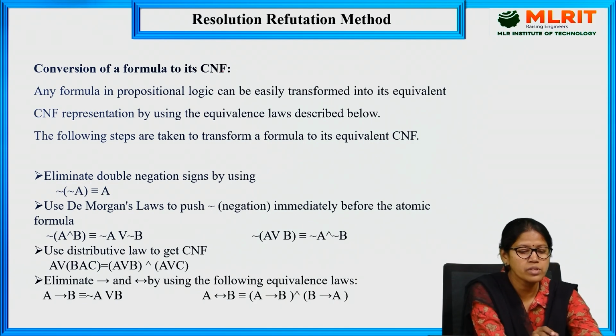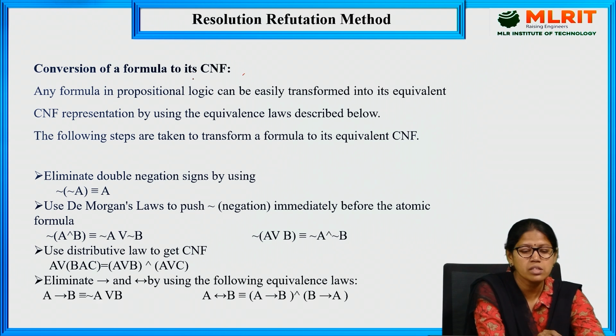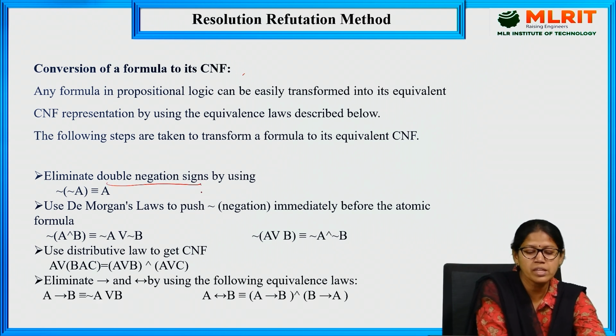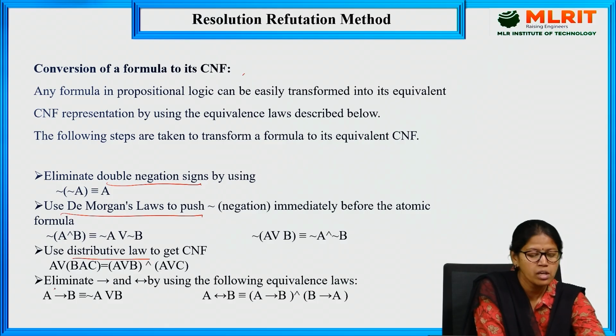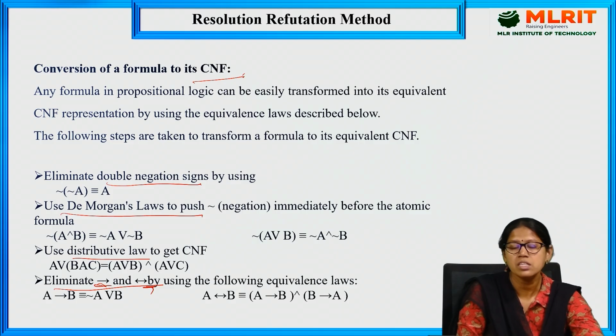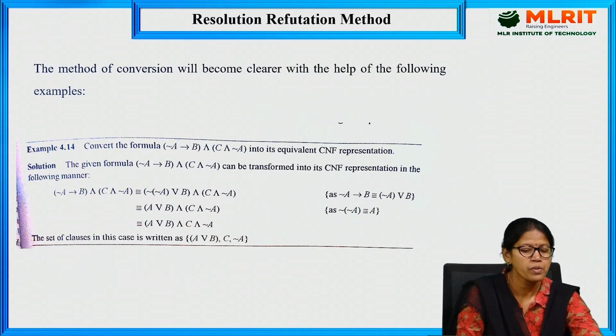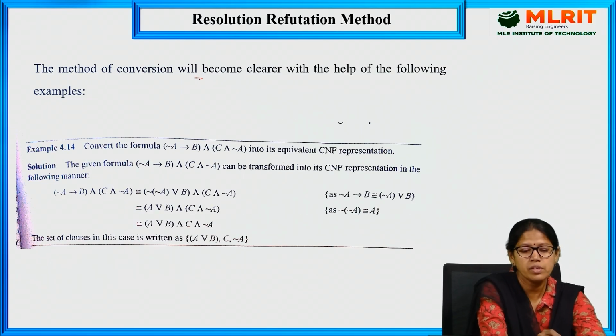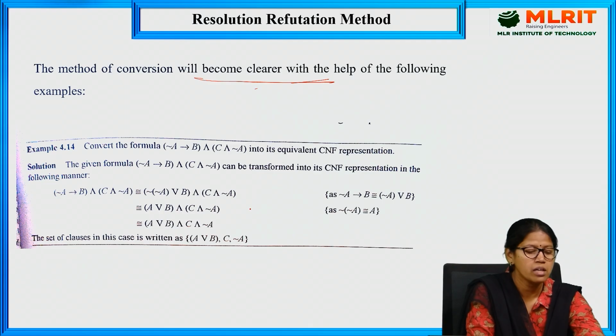Let's see the conversion, how to convert to CNF form by using some rules: eliminating double negation signs, using De Morgan's law, using the distributive law, and eliminating implies and equivalence symbols. We already have some equivalence laws. By using those laws, we can easily convert a formula into its CNF. Conversion will become clear with this example.